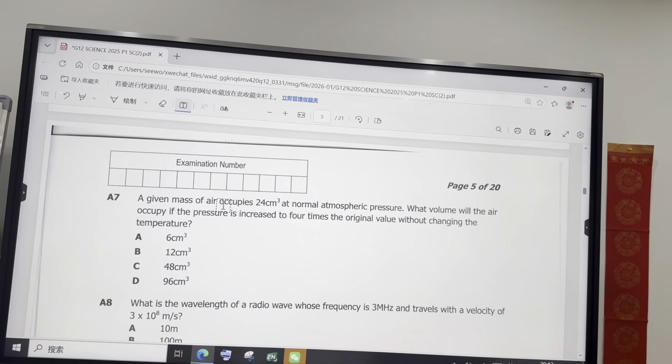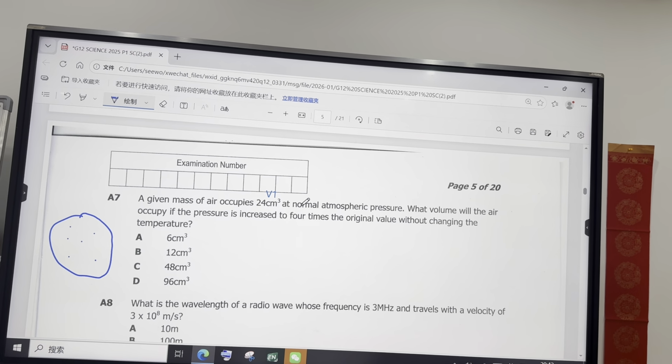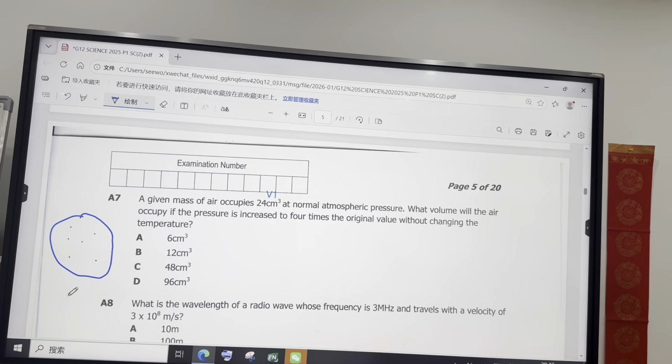Let me call it V1. This is the initial volume of what? Air here. So you have a container that has air in it. So we have air molecules there, and these air molecules initially have a volume V1, which is 24 cubic centimeters. The question is, what volume will the air occupy? What will be the new volume if the pressure is increased? We increase the pressure. Imagine you are squeezing so that pressure increases inside.